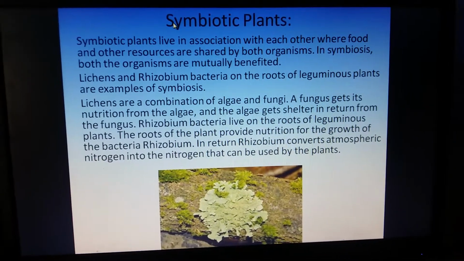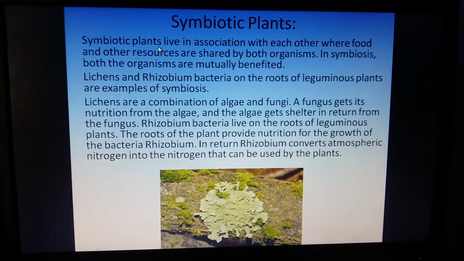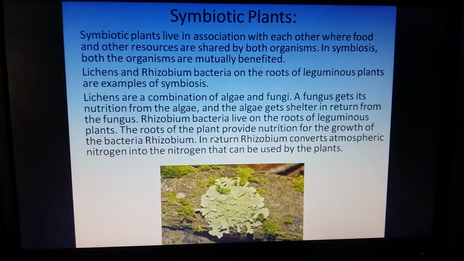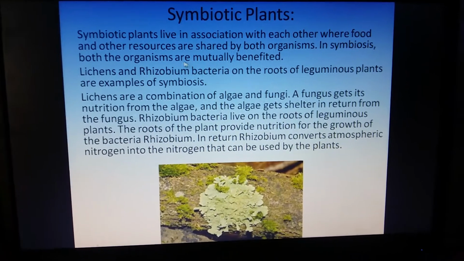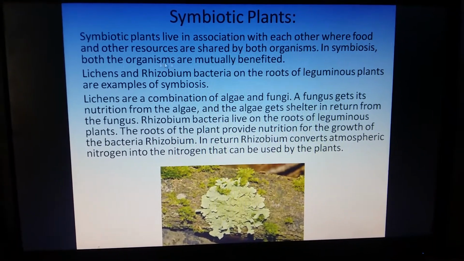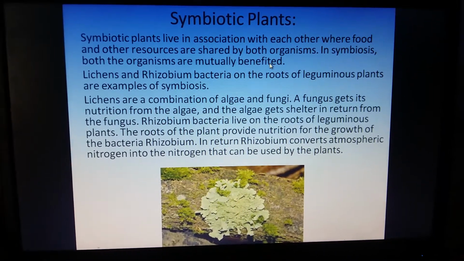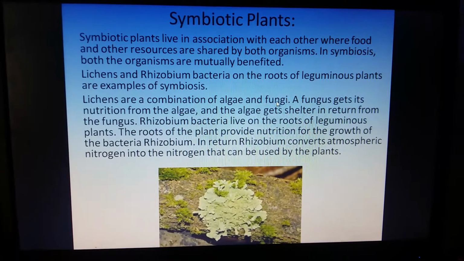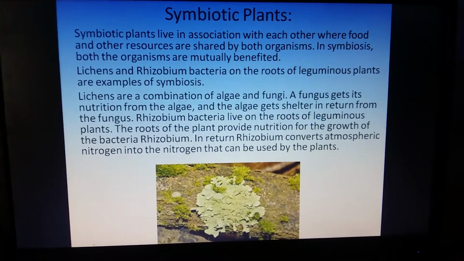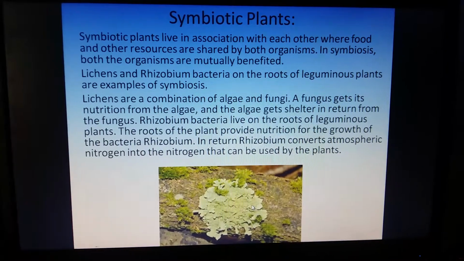The last category is the symbiotic plants. It is somewhat similar to parasitic plants, but here both the organisms are benefited. Symbiotic plants live in association and they share the resources, so both the organisms are mutually benefited, not like parasites, because in parasites the host plant doesn't get anything in return. For example, lichen is a combination of algae and fungi. Fungus gets its nutrition from the algae, and the algae gets shelter in return from the fungus.